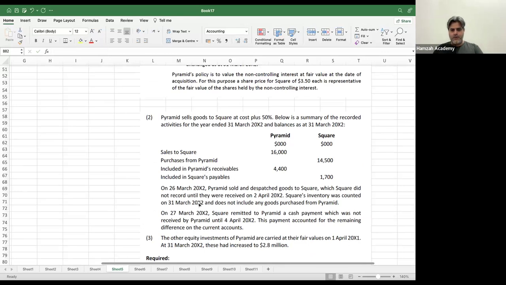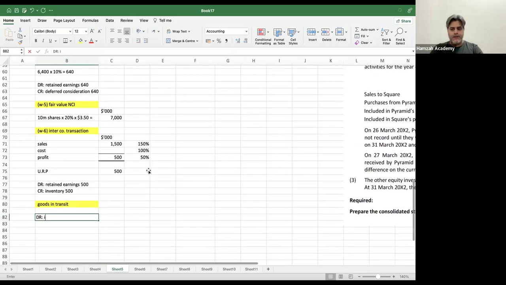Dispatched goods to Square, which Square did not receive until the 2nd April. Square's inventory was counted on 31st March and does not include any goods. So, technically speaking, that's going to be the goods in transit for the 1500 over here, no? These are the last ones which have been sent and have not been received. So I'm going to debit the inventory, credit the payables with 1500, right?